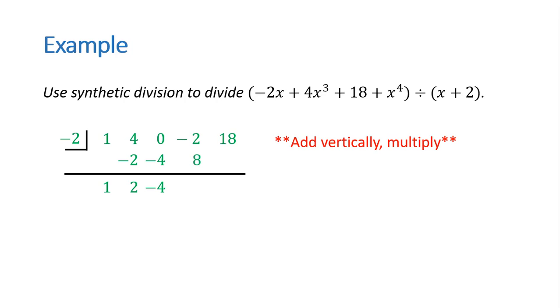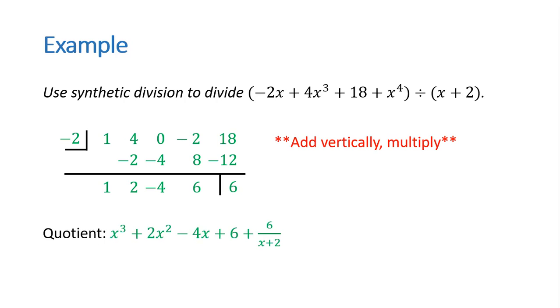Negative 2 plus 8 is positive 6. And then negative 2 times 6 is going to be negative 12, which leaves me with 6. I box in that last 6, and that is my remainder. So again, the numbers to the left of that vertical bar that I just drew, those give me the coefficients for my quotient. And then what's left in the end is my remainder.